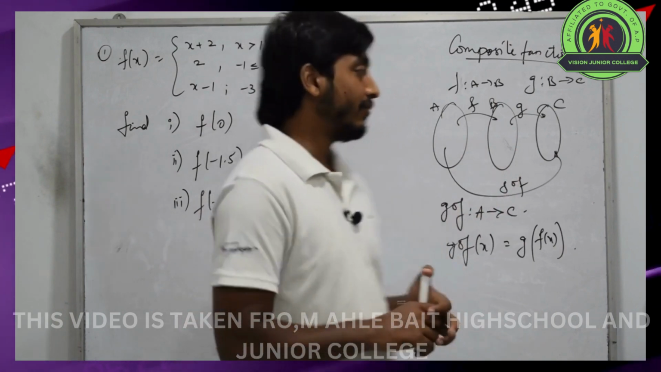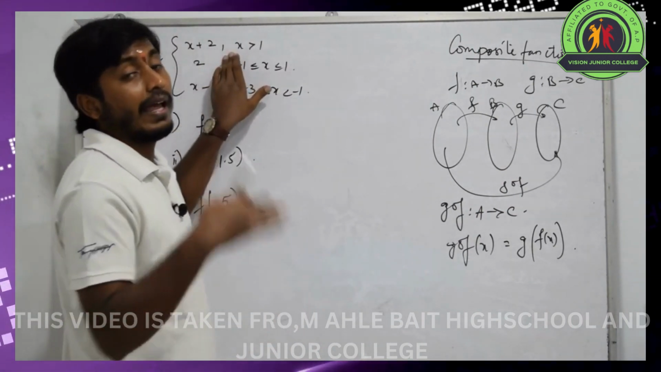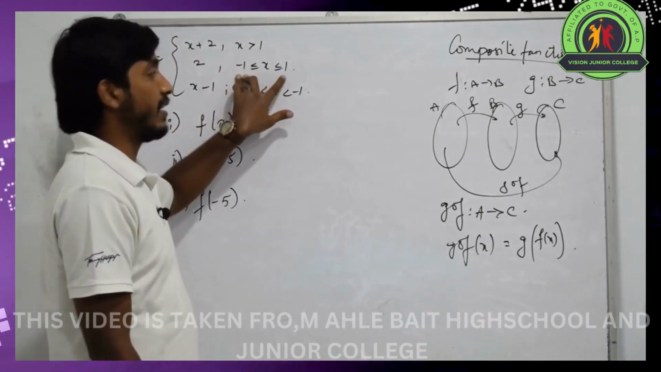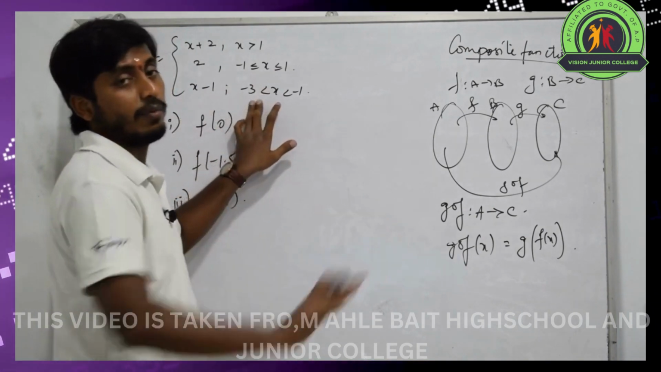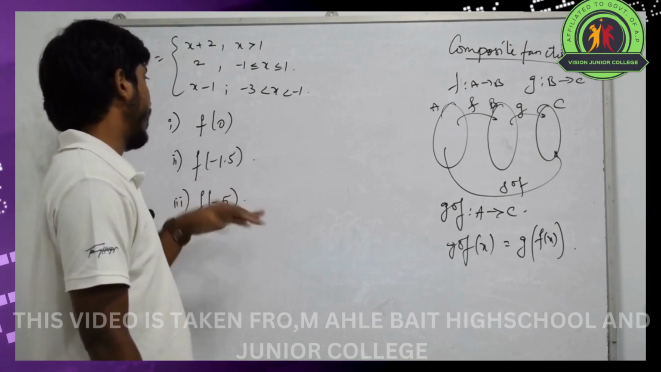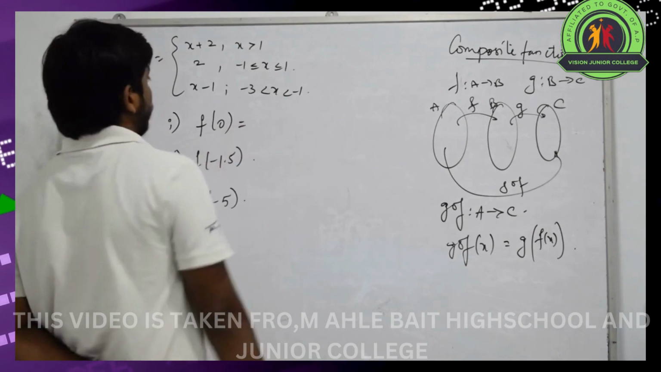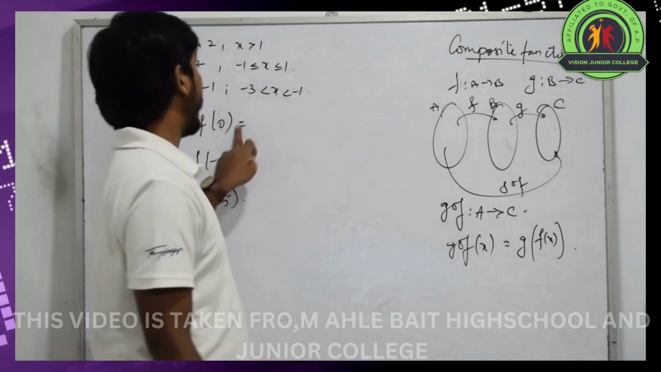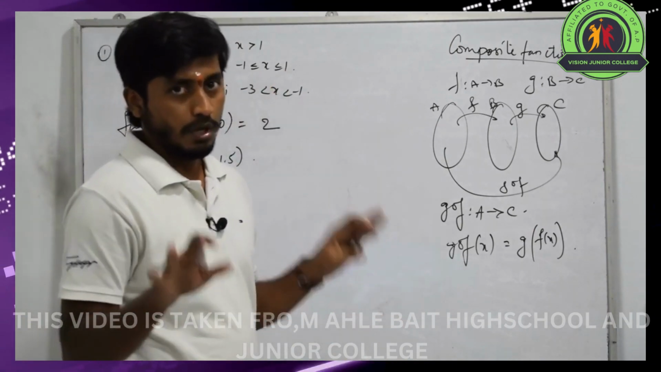Let's do it. Here the question is given as f of x is x plus 2 for x greater than 1. It is 2 if it lies between minus 1 to 1. It is x minus 1 if it is between minus 3 to minus 1. They are asking us to find the values of f of 0, f of minus 1.5 and f of minus 5. Now check here, f of 0. 0 lies from minus 1 to 1. So f of x is directly 2. There is nothing to substitute. Therefore the answer is 2.